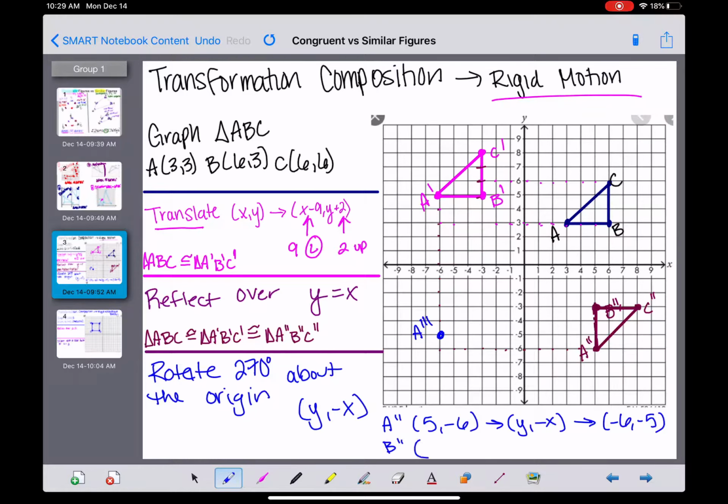B double prime is 5, negative 3. Once again, I have to change that to (y, negative x), and it becomes negative 3, negative 5. That is B triple prime. And my last coordinate, C double prime, is 8, negative 3. I want to rewrite that as (y, negative x), so that becomes negative 3, negative 8.